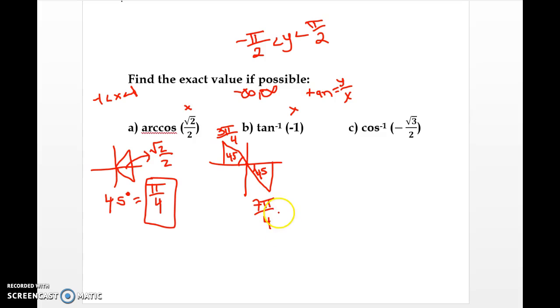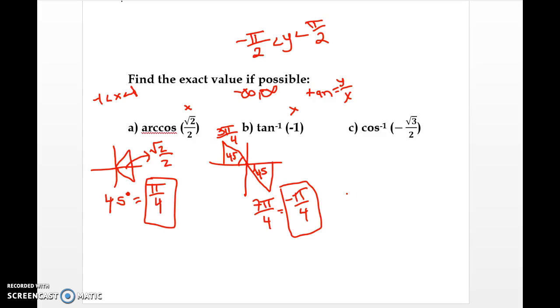So let's check the negatives. This would give me a negative pi/4. Negative pi/4 is bigger than negative pi/2, so that would work. This would fit into our range. This would be negative 5 pi/4 if we did the negative of our second quadrant, which would not fit in our range. So it's got to be negative pi/4.